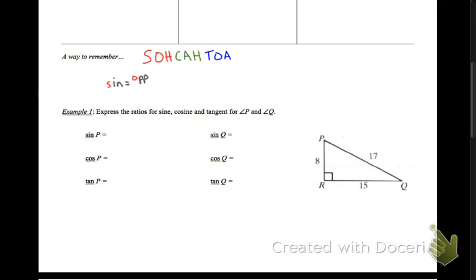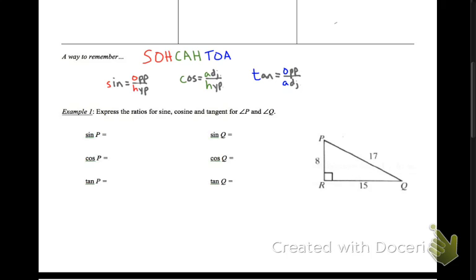you to remember that sine is opposite over hypotenuse, SOH. Cosine is adjacent over hypotenuse, CAH. And tangent is opposite over adjacent, TOA. So SOH, CAH, TOA. That word will help you to remember this.